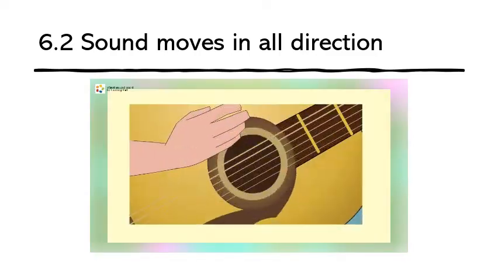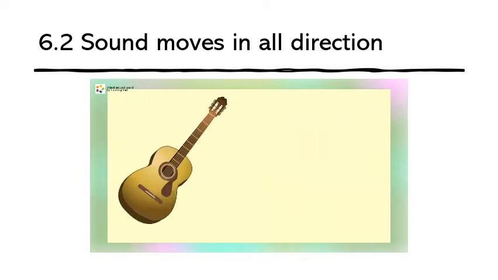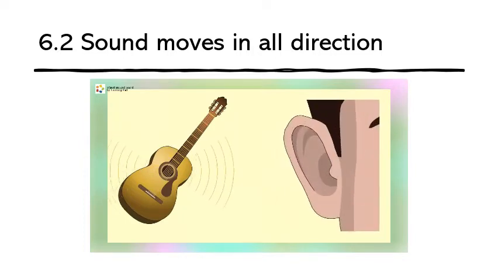Do you know how sound is produced? Sound is produced by the vibrations of objects. Vibrations happen when something is moving back and forth quickly. When something vibrates, the air around the object also vibrates. The air vibrations enter our ears, which we hear as sound.